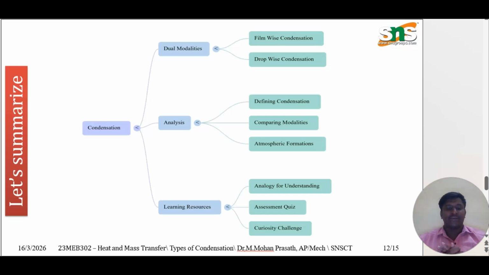Let's summarize. Condensation is a process in which water vapor is converted into liquid water when the temperature is below the saturation temperature. It has two types: film-based and drop-based condensation. In film-based condensation, the liquid condenses in the form of a film layer on the surface. In drop-based condensation, water droplets are formed on the surface rather than a thin sheet. When compared in analysis, drop-based condensation is more efficient than film-based condensation.